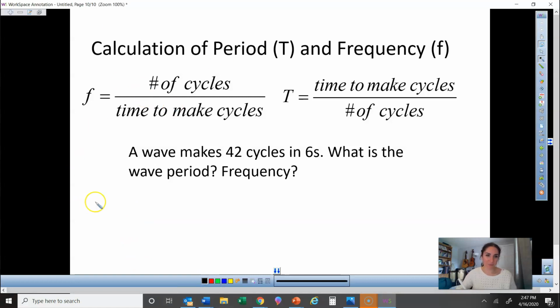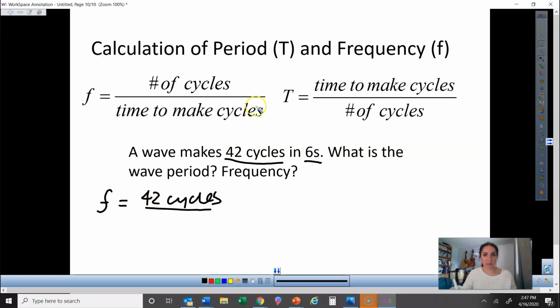Let's calculate both. Frequency is going to be the number of cycles divided by time. So 42 cycles is the number of cycles, divided by the time it takes to make those cycles, 6 seconds. This will be 7 hertz. Now, if you're wondering why this is hertz, the definition of a hertz is an inverse second. 1 over seconds is by definition a hertz. Cycles is not a unit, it's just a count, right? I'm counting how many cycles. So we put a 1 as a placeholder for that.